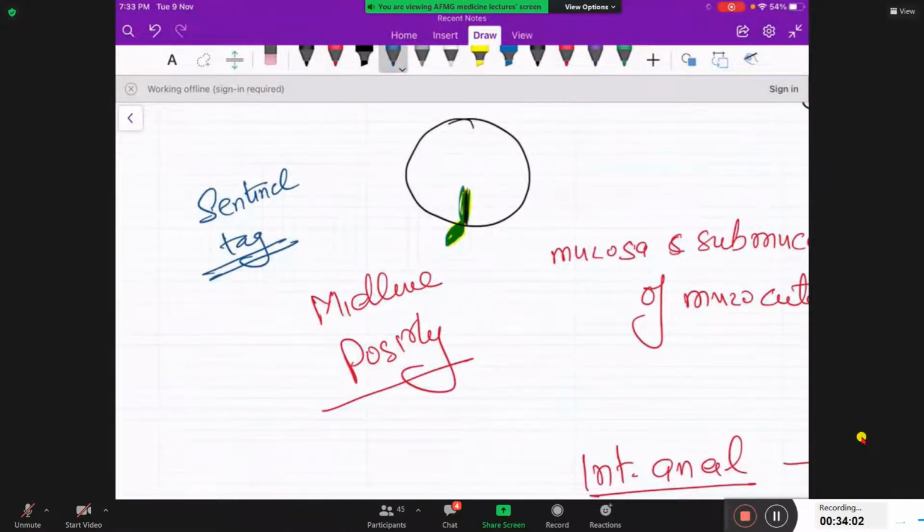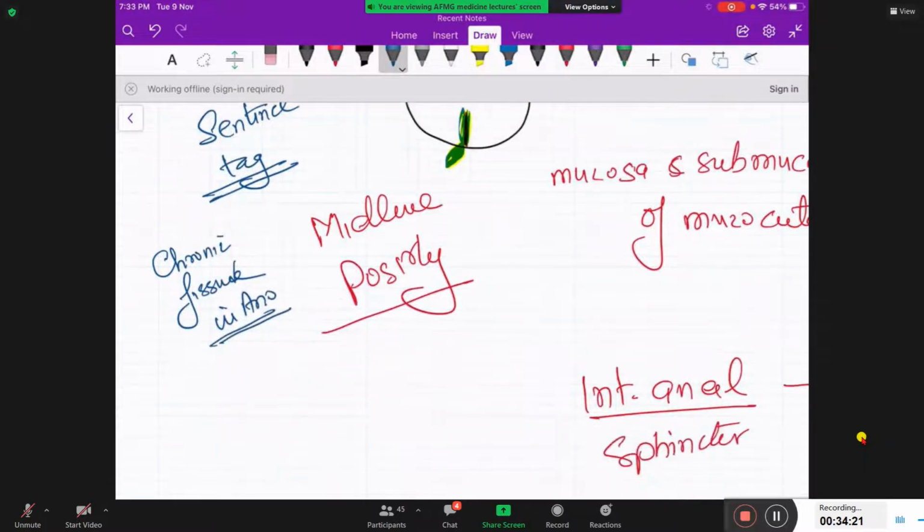This fibrotic tag coming out of the anal verge is called sentinel tag. And the presence of this tag is a telltale sign of a chronic fissure in ano. This is a telltale sign of a chronic fissure in ano. Right?